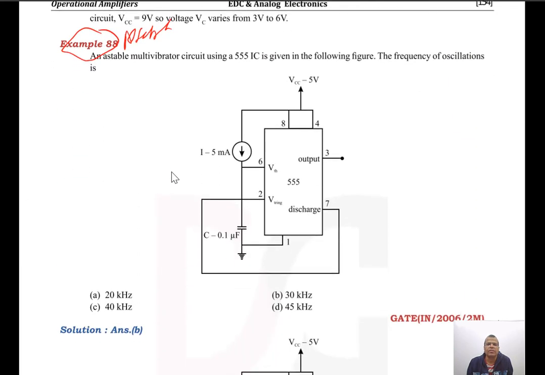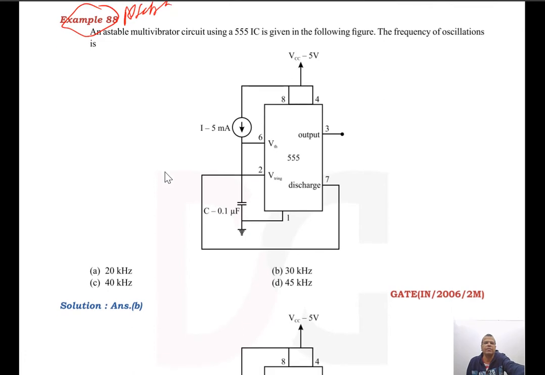Now let us see another example. An astable multivibrator using 555 IC is given in the following figure. The frequency of oscillation is? Please see the circuit here. We are not given R and C elements between pins 8, 6, 2 and ground. Instead, we are given a current source of 5 milliampere, and a capacitor of value C equal to 0.1 microfarad.